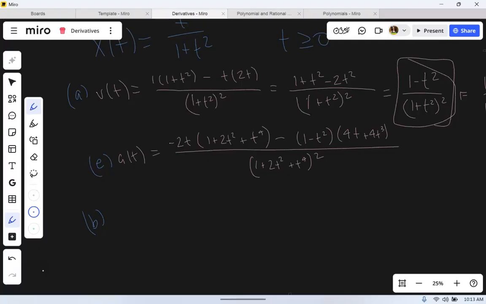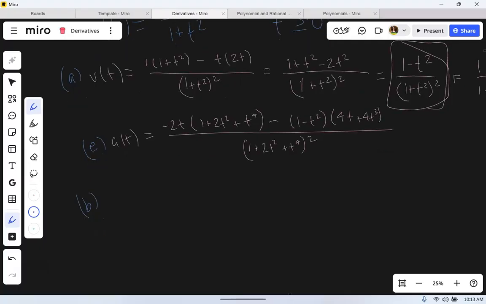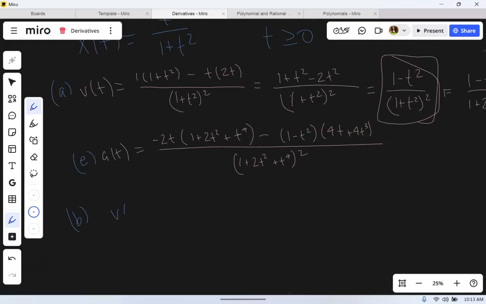Do the number line thing. That's exactly right. When it's positive, it's moving to the right. When what is positive and negative? Velocity. All right, look, I've got to set velocity equal to 0.